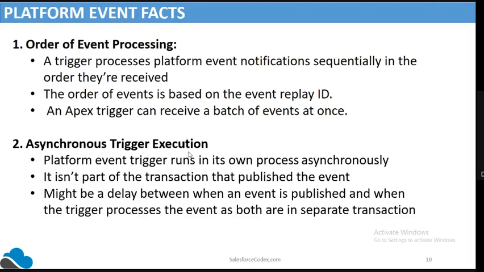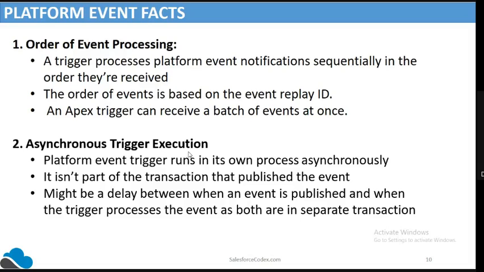Asynchronous trigger execution. A platform event trigger runs in its own process. It is not part of the transaction that publishes the event. So you have initiated the order, the order is generated, and your platform order is processed. Now, when the order is processed, the platform event will be published. So the event publish transaction and the order transaction are different. Both are in different transactions.